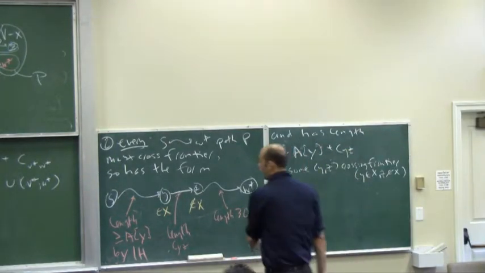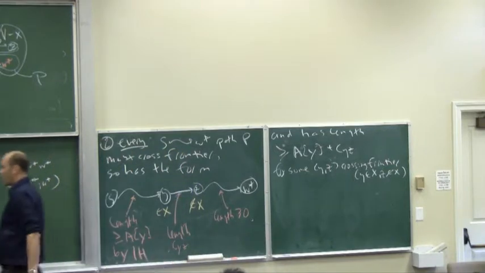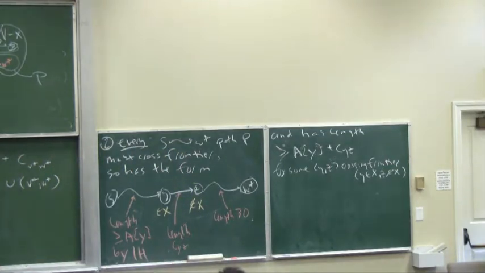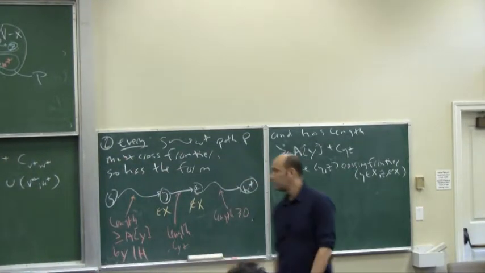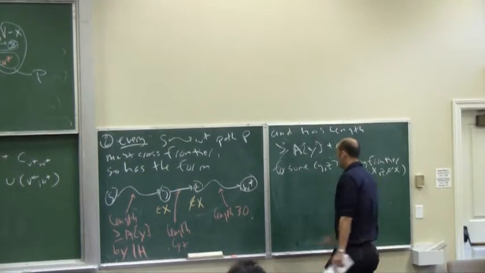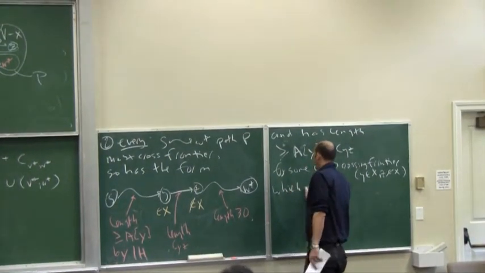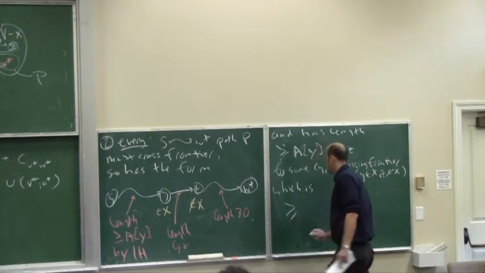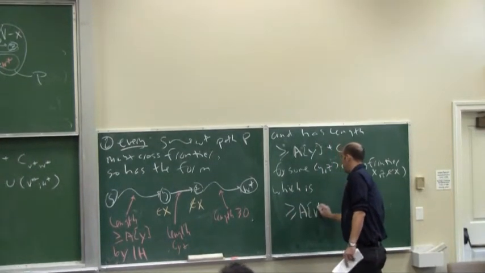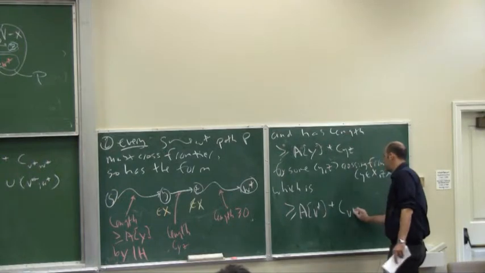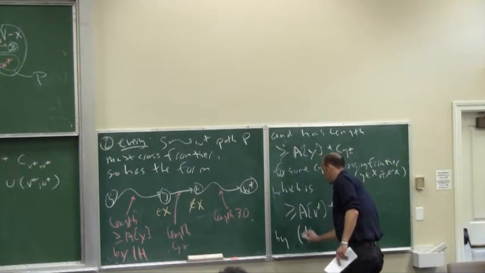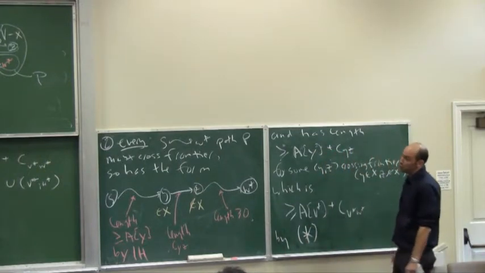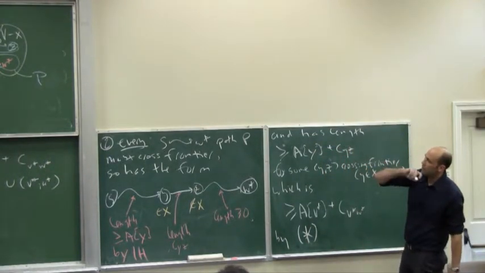What did we do? We chose V* W* exactly to minimize this criterion. Y, Z is some other frontier crossing edge. It was some other candidate. It was no better than ours. Since ours was the minimum, we can replace this with A of V* plus C of V*, W*, by the Dijkstra greedy criterion, which I think I labeled star over there, hopefully.